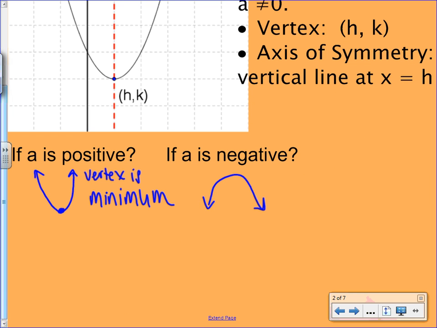And if A is negative, what do we call the vertex? That could be important if we have a real life situation, like a word problem that's modeled as quadratic. Like maybe a ball thrown up in the air.